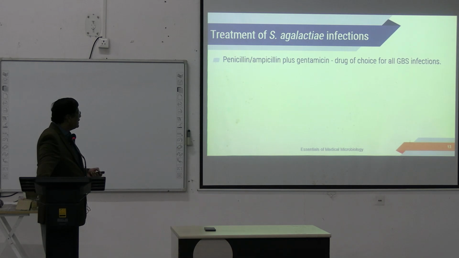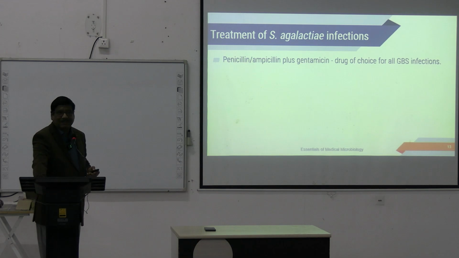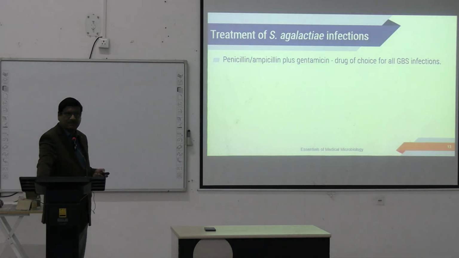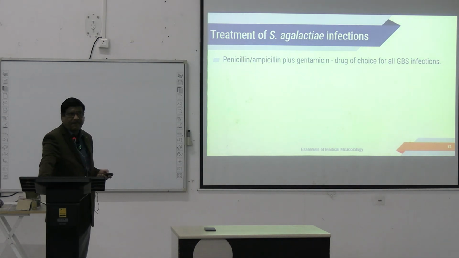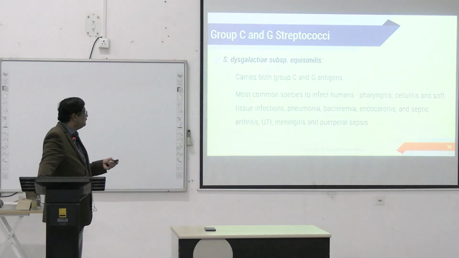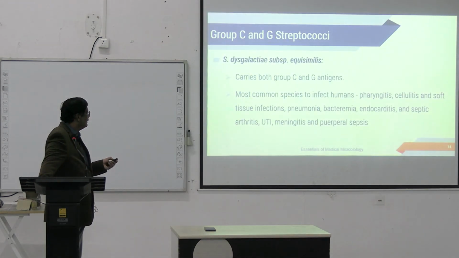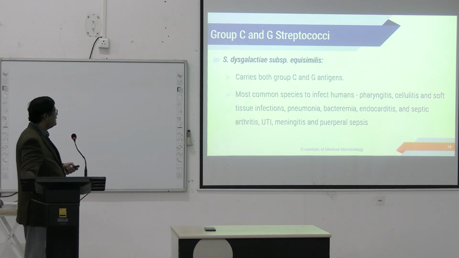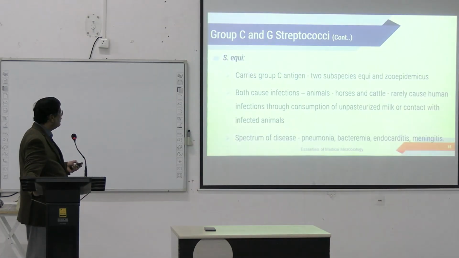Treatment is penicillin, or penicillin plus gentamicin, the drug of choice for all GBS infection. But even if you start penicillin and all sorts of treatment, if there is meningitis or septicemia, the survival rate is only 50 to 60% with this therapy. There are other groups of agalactiae, subspecies equisimilis. These are not important for you.